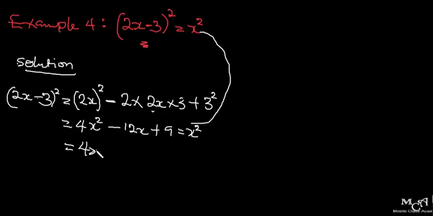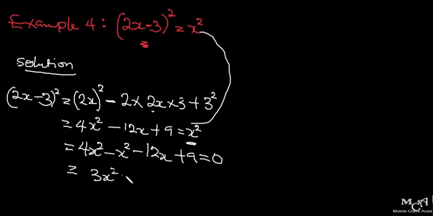Now, let's rearrange. We have 4x squared. Let's bring this x squared inside. We have minus x squared minus 12x plus 9 equals 0. So from here now we have 4x squared minus x squared. That will give us 3x squared minus 12x plus 9 equals 0.